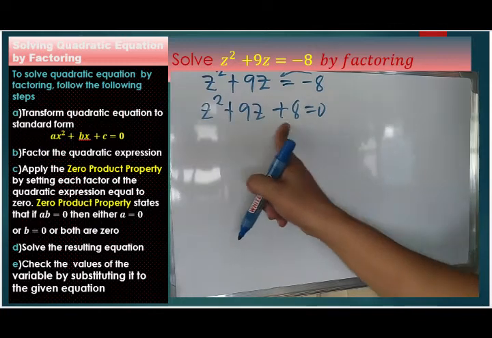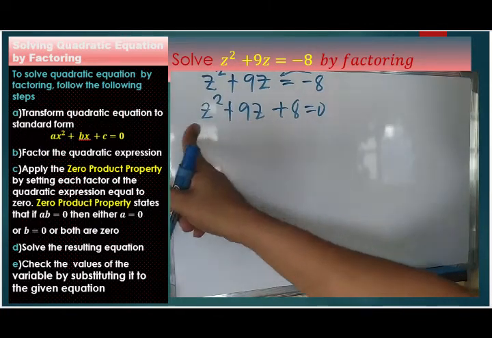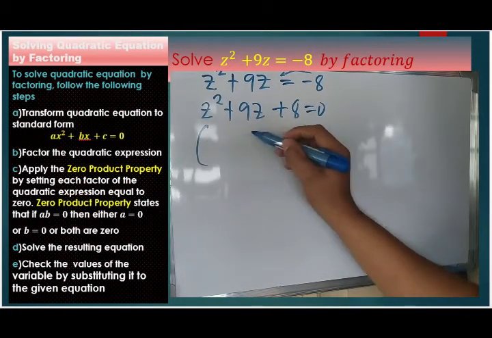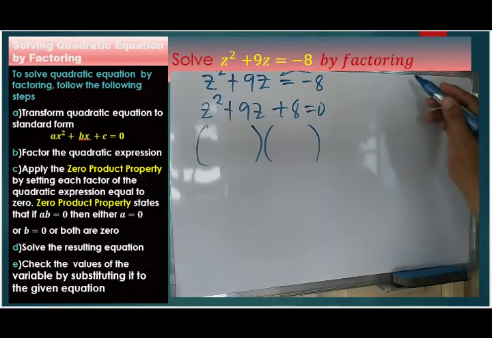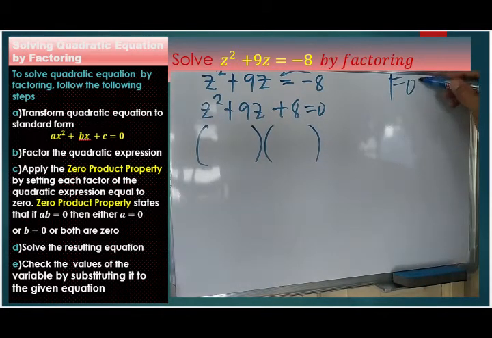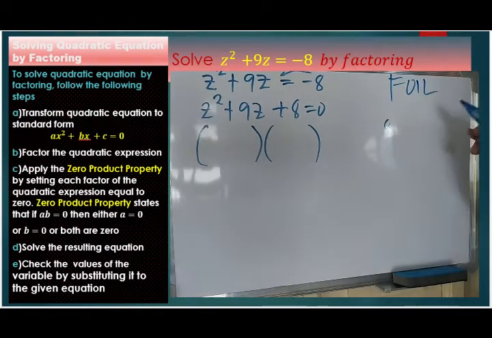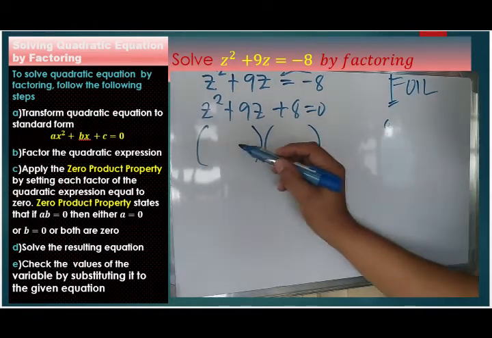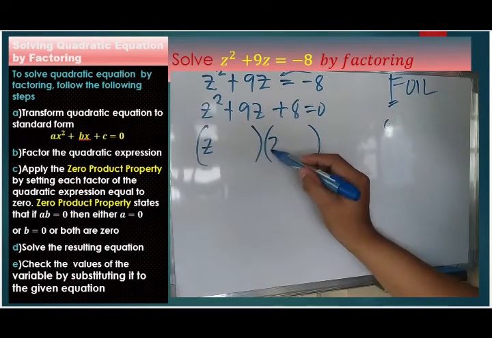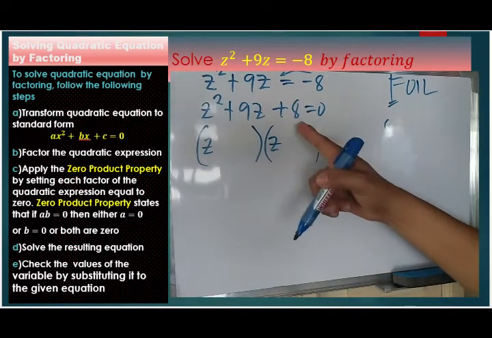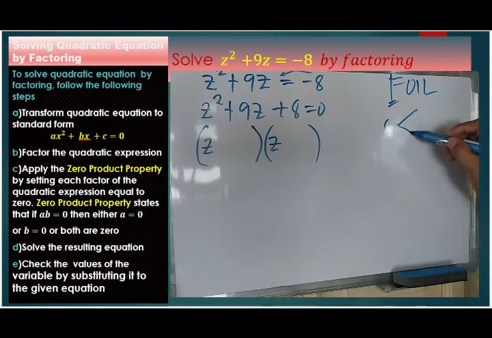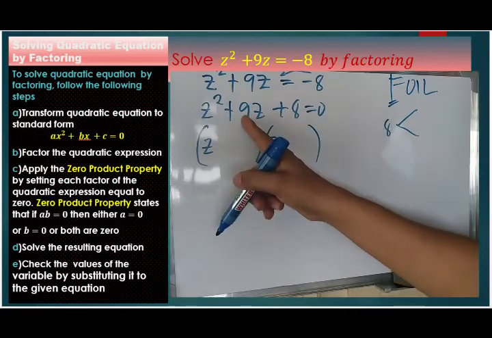Then factor this expression. It's a trial and error method. Use the reverse of FOIL. Let's have 8 as the last term. The first term is z times z, that is z squared. The last term is 8. So, you have to choose factors of 8 that, when added or subtracted, will result in 9.